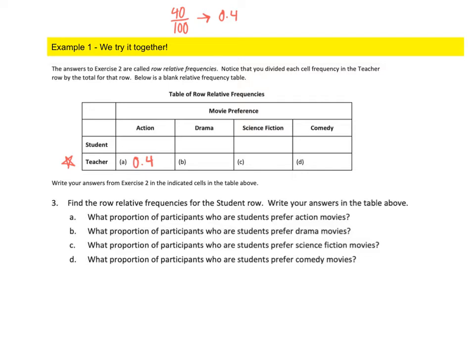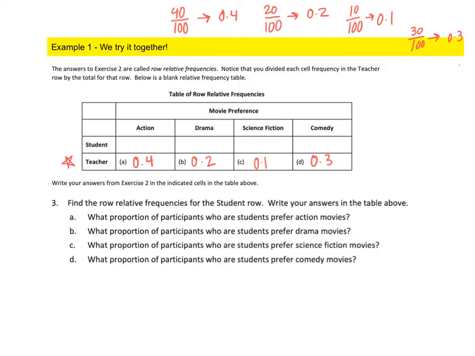All right. And then for the second one, for B, our fraction was 20 out of 100. And if you divide that in your calculator, you get the decimal of 0.2. Okay. The third one, the number of teachers who preferred science fiction, our fraction was 10 out of 100. And if we divide that, we get 0.1. And then for comedy, the fraction was 30 out of 100. And if we divide that, we get 0.3. Okay? So we have filled out this row with our relative frequencies.